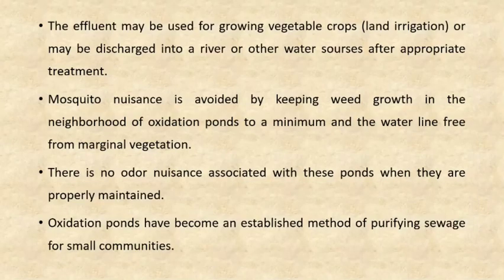The effluent that comes from the oxidation pond may be used for growing vegetable crops, or it may be discharged into the river or other water sources after appropriate treatment. The mosquito nuisance is avoided by keeping weed growth in the neighborhood of oxidation ponds to a minimum, and the water line free from marginal vegetation. There is no odor nuisance associated with these ponds when they are properly maintained. So oxidation ponds have become an established method of purifying sewage for small communities.